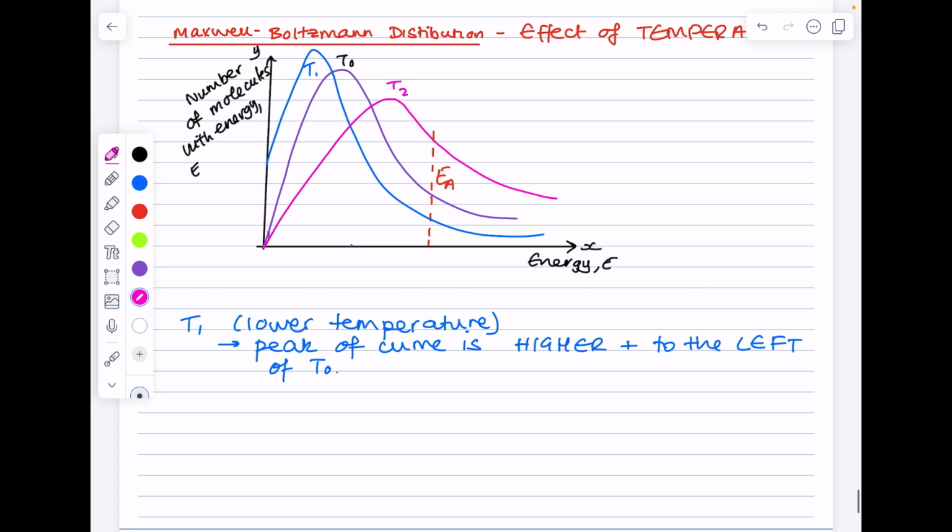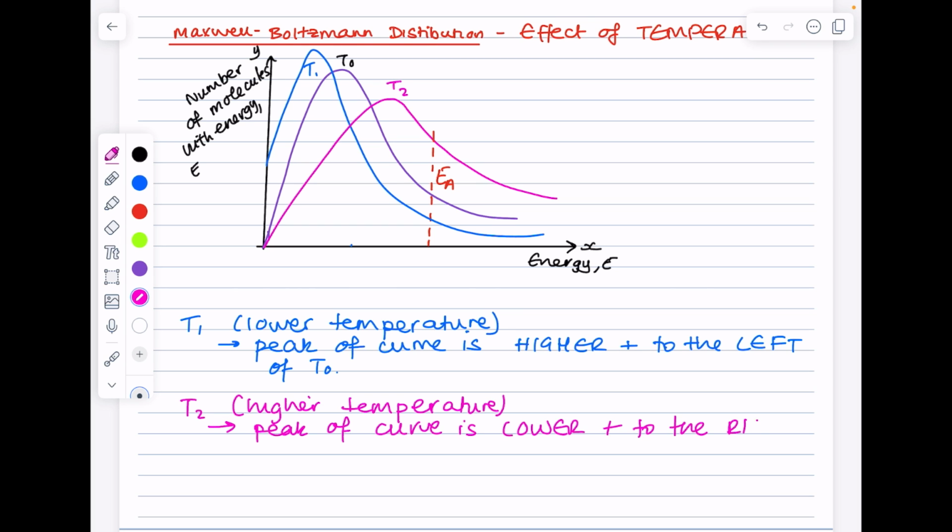What about our pink line T2? Remember, that's the higher temperature. Well, to describe the graph, we can see that the peak is lower and to the right. So let's really try and explain, particularly with that higher temperature, what's going on.